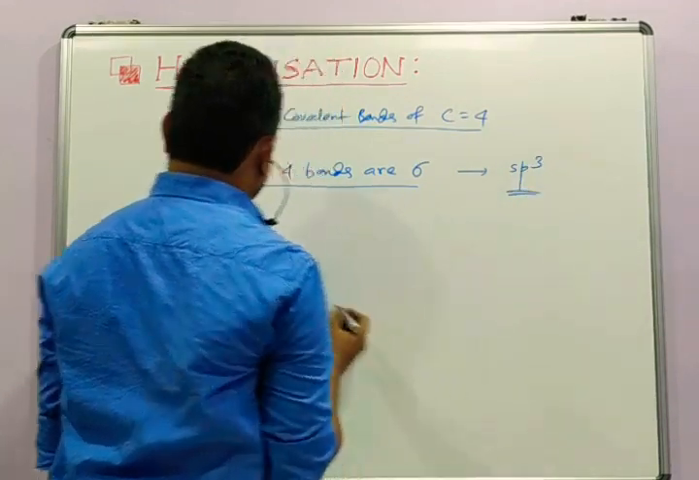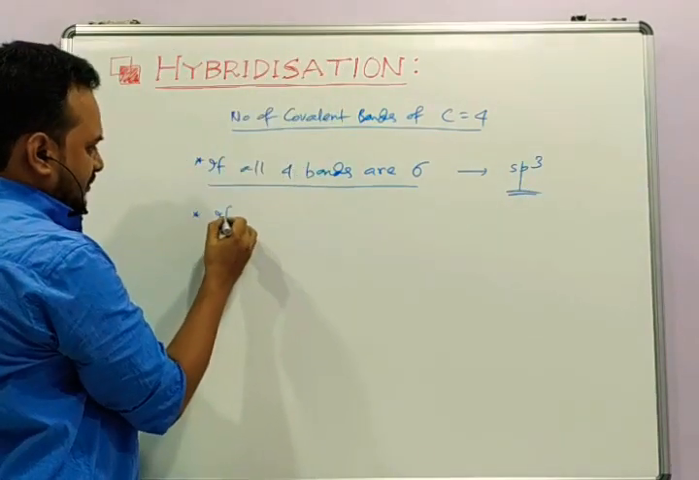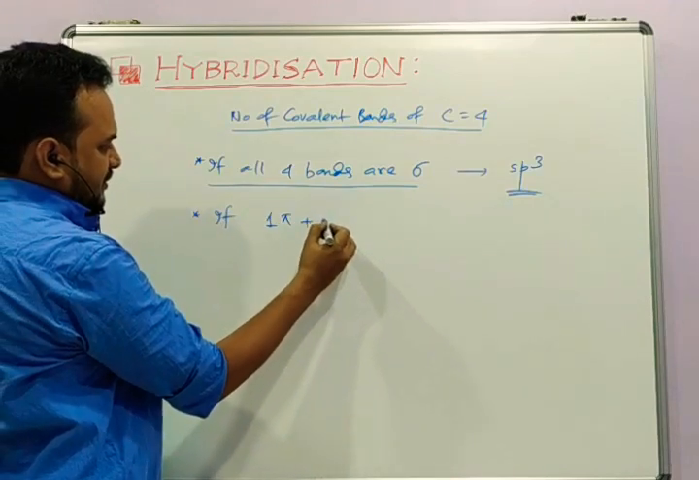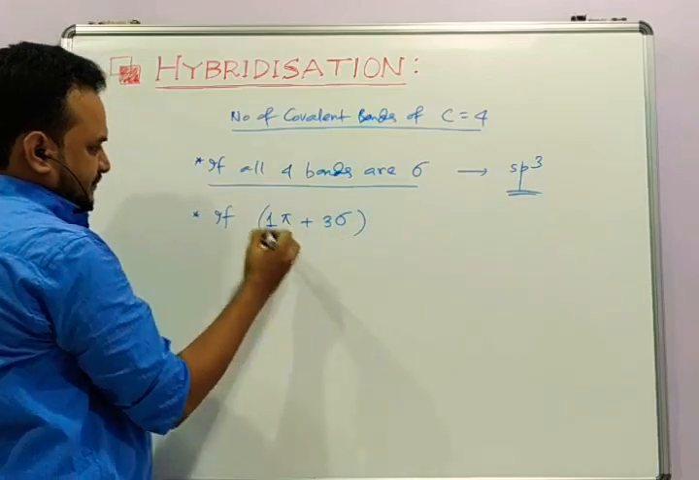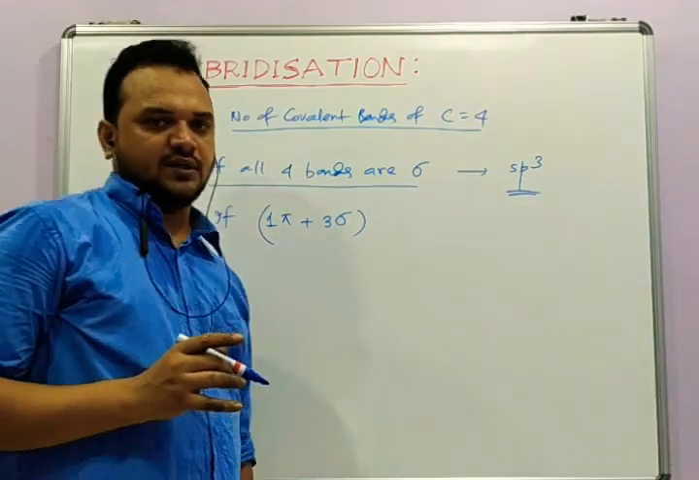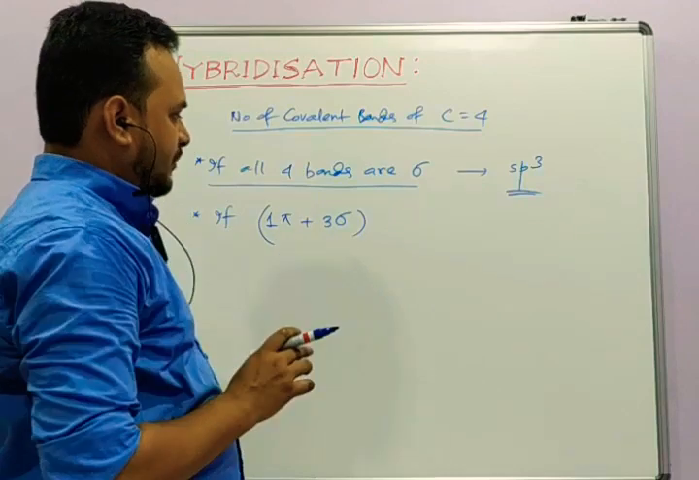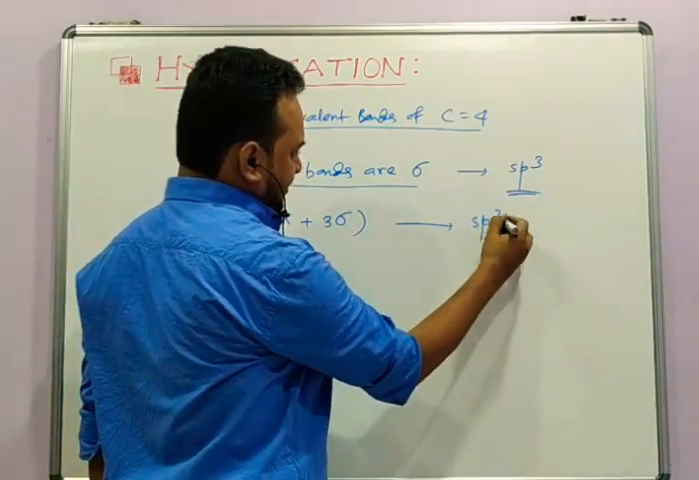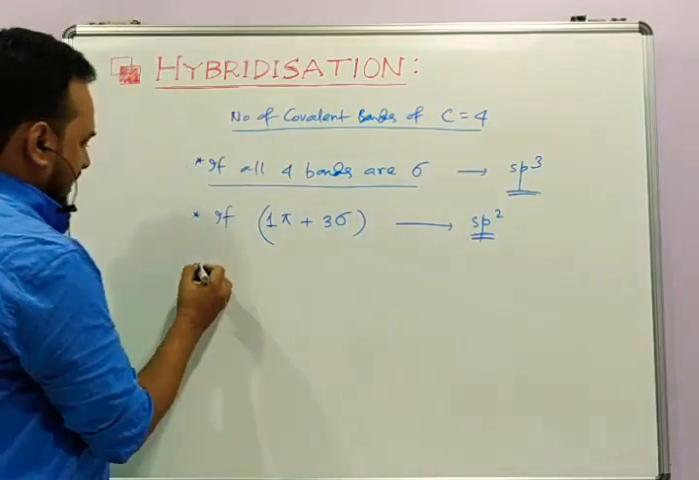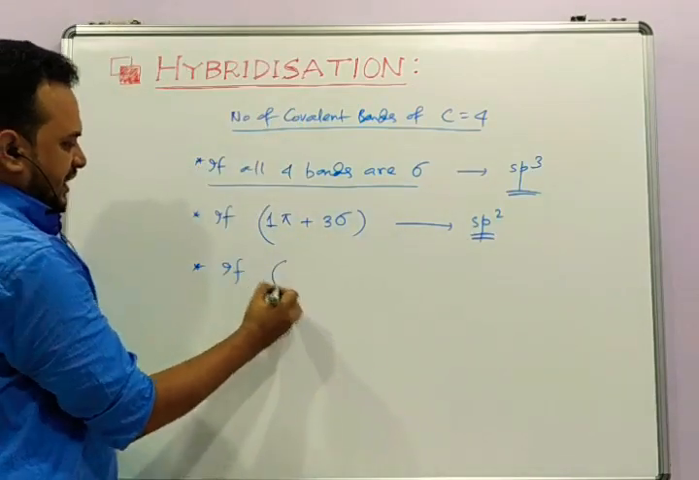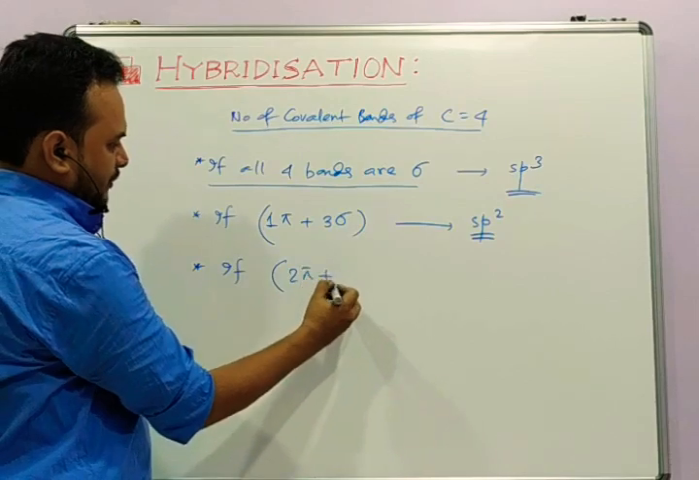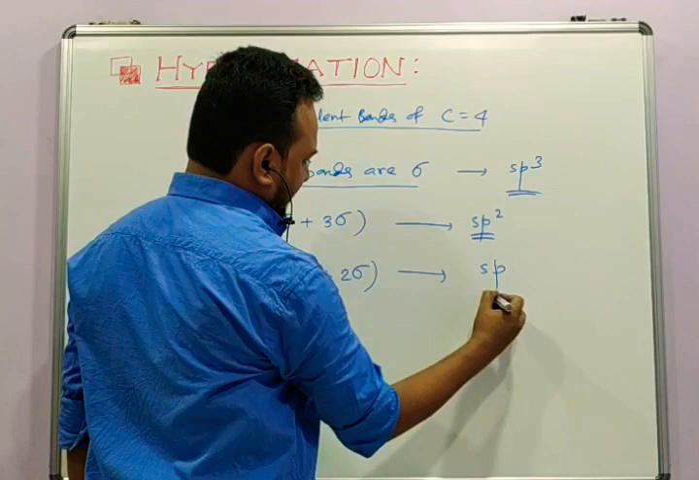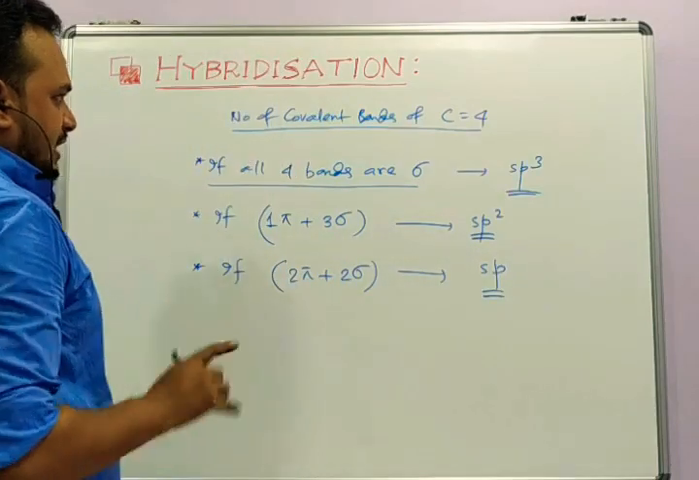Be sure, if it is forming 1 pi bond and 3 sigma bonds, one of the 4 covalent bonds is a pi bond and the remaining 3 are sigma bonds, then be sure it is sp2 hybridized. And if the carbon is forming 2 pi bonds and 2 sigma bonds, then it will always be sp hybridized. I will show you one example.